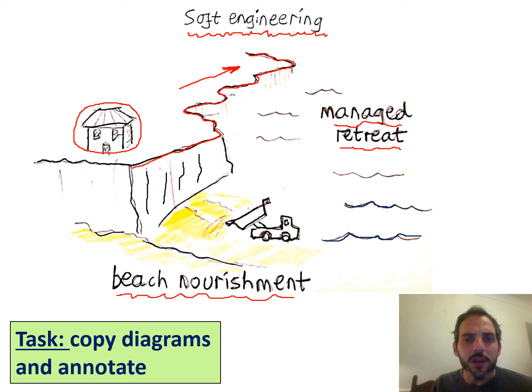So managed retreat is good because it works with natural processes and it allows resources to be spent in a more targeted way where they're needed. Another good thing about beach nourishment down here, I should have said, is that by building up the beach, you promote tourism and therefore more resources can be spent on coastal management. Please make sure you've copied those diagrams.